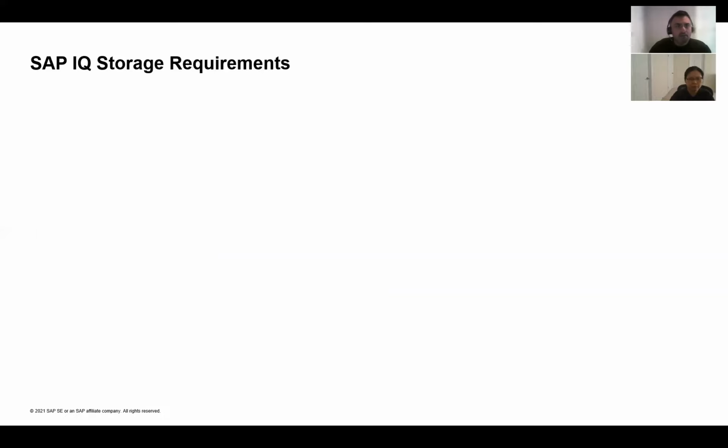Now, let's talk about the storage requirements of SAP IQ. There are 2 main requirements that are needed from the storage system. The first one is that it has to be a shared storage system. And the second one, the system has to provide a strong consistency guarantee.